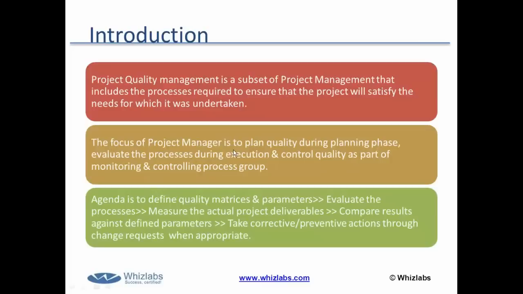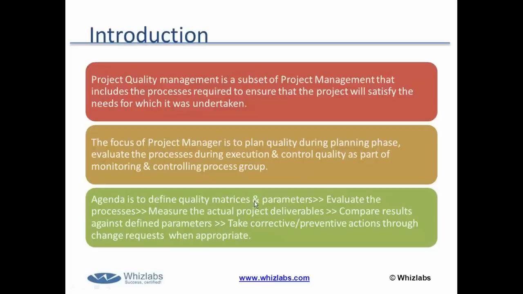What should be the focus of the project manager during all these three processes? During plan quality management, the project manager needs to plan the quality requirements for the project. During the execution phase, he needs to evaluate the processes set for the project, whether those processes are working toward the project's success or not, and whether any processes need to be modified or changed for the benefit of the project. And during controlling, he needs to check the deviation from the set processes which have been planned in the planning process group.